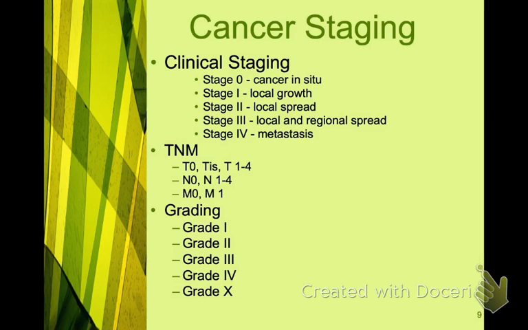So, 0 is cancer in situ. In situ. This is one of your terms. And it's just a neoplasm whose cells are localized and show no tendency to spread. So it's basically kind of contained. Superficial. So it's like on the first layer.